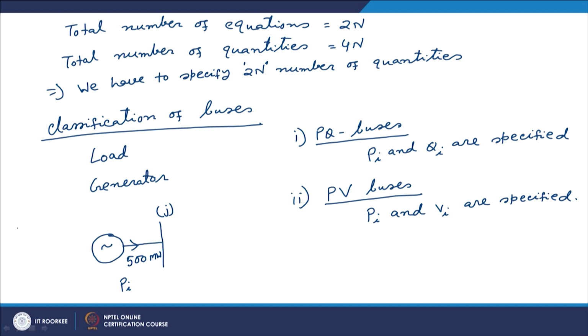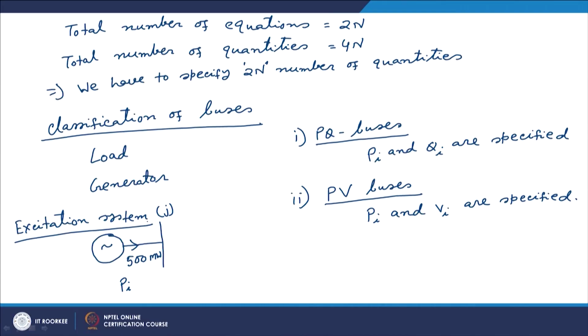Now here we all know that each and every generator is also equipped with something called an excitation system. This excitation system maintains the voltage magnitude at this bus by suitably changing the field current inside the generator. So because we have an excitation system at each and every generator, any generator is capable of maintaining the bus voltage at its terminal at a particular pre-specified value.